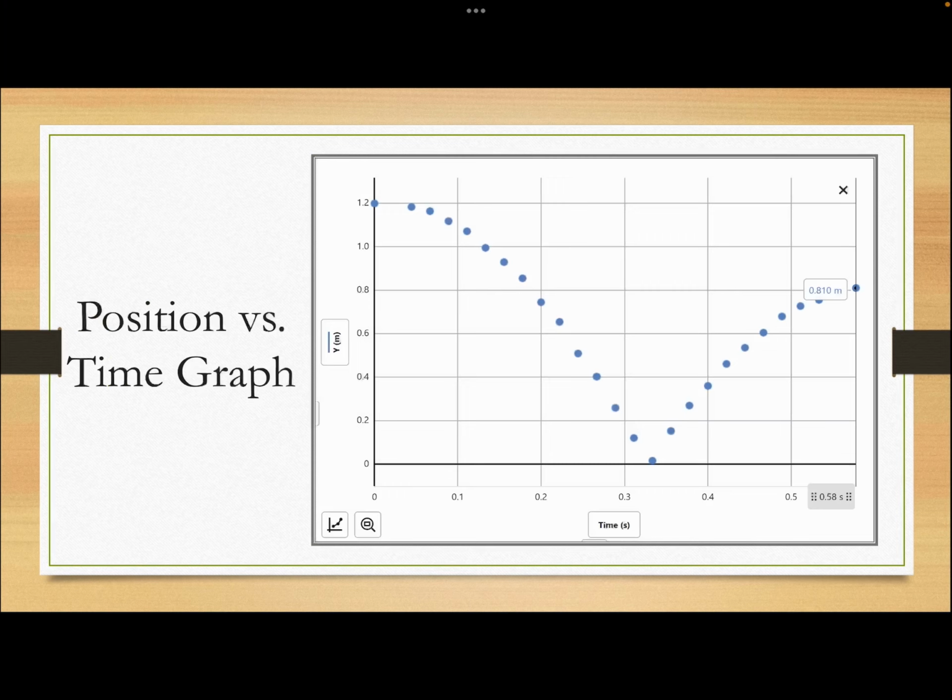After doing this, we also plotted a position versus time graph to find what the actual experimental height was. And as you can see, we found that it was 0.810 meters. So the experimental height was 0.810 meters, and the predicted height was 0.816 meters.